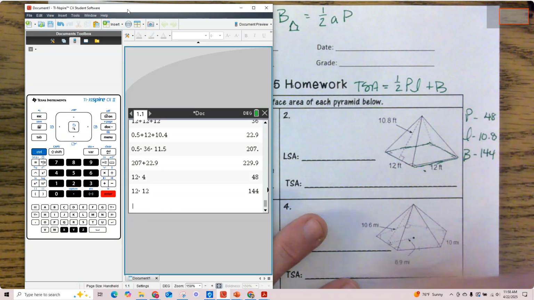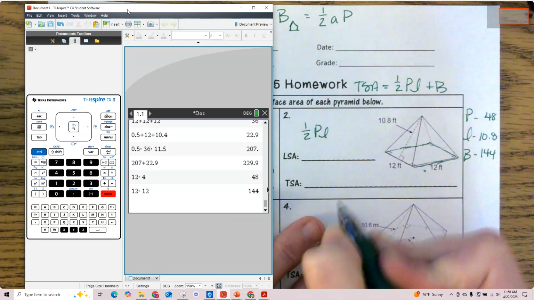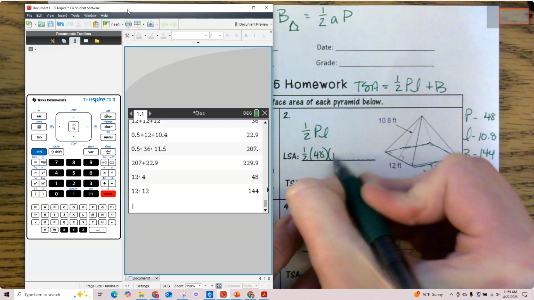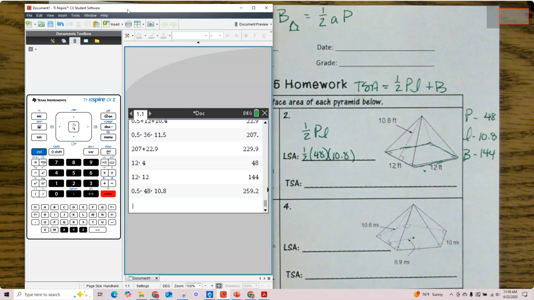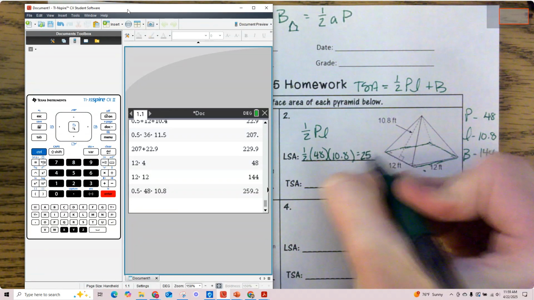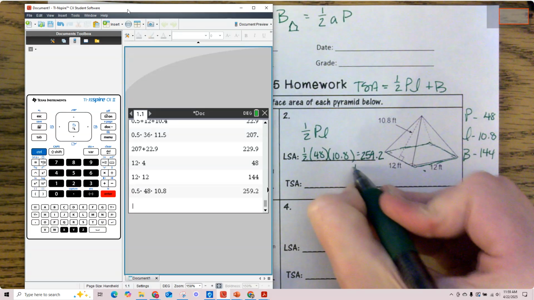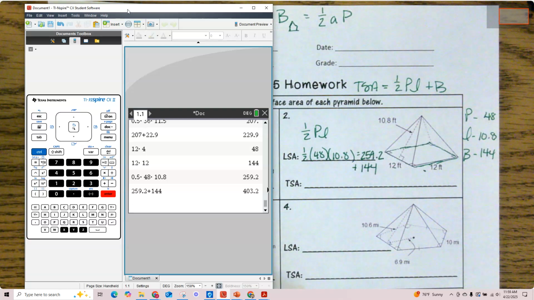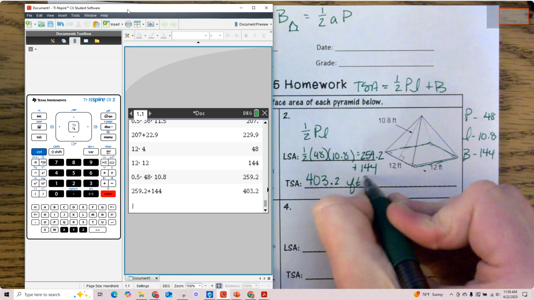So 144. So lateral surface area, 1/2 PL. So perimeter is 48. Slant height is 10.8. And we get 259.2. Sorry to have to squeeze that in there so small. Total surface area, all we got to do is take the lateral and add the big B to it. 403.2, and these would be feet squared.